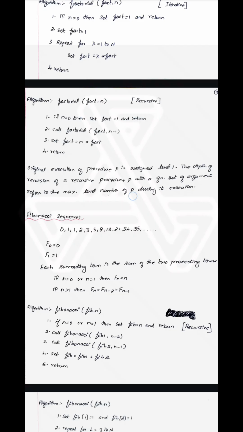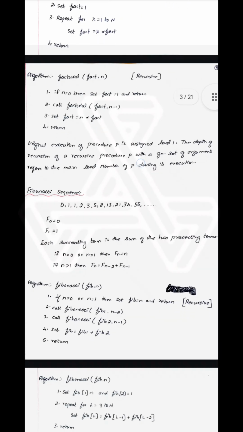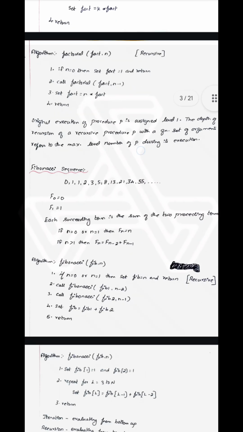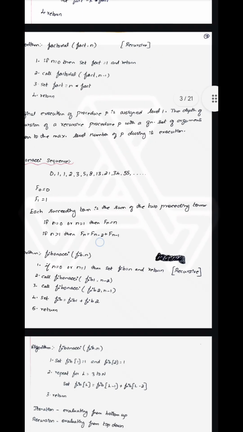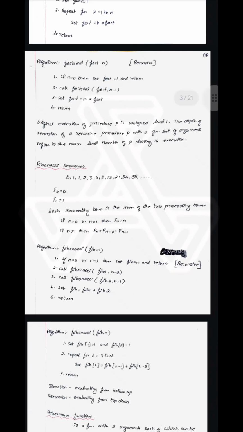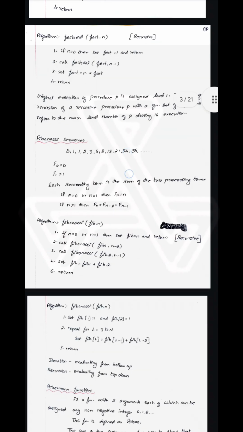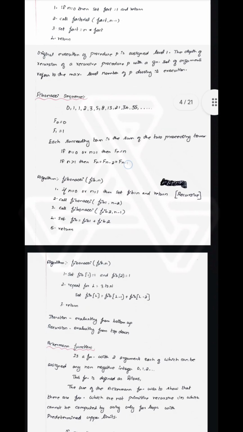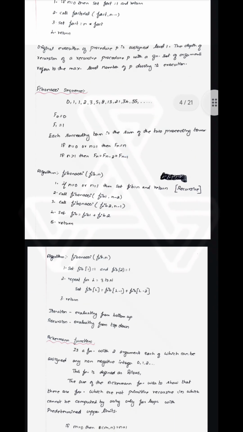Set fact equals n into fact. Then return. The original execution of procedure P is assigned level 1. The depth of recursion of a recursive procedure P with the given set of arguments refers to the maximum level number of P during its execution.